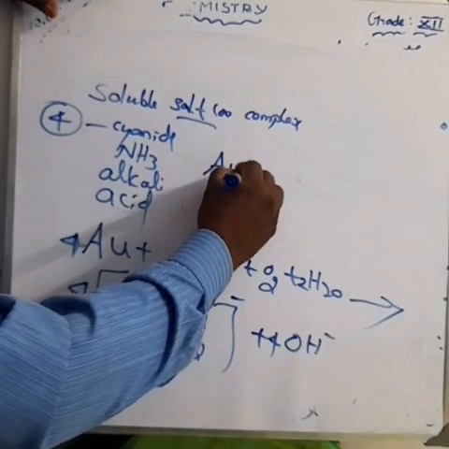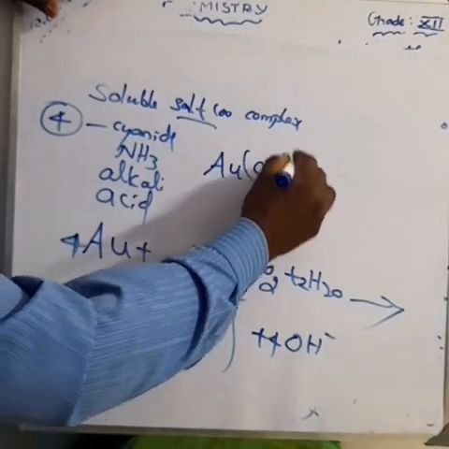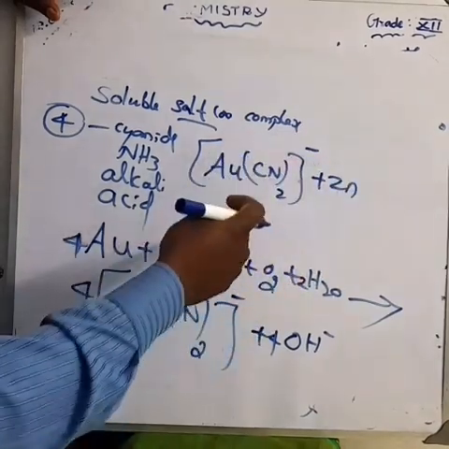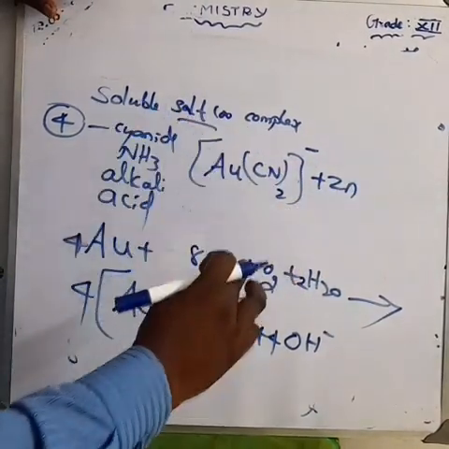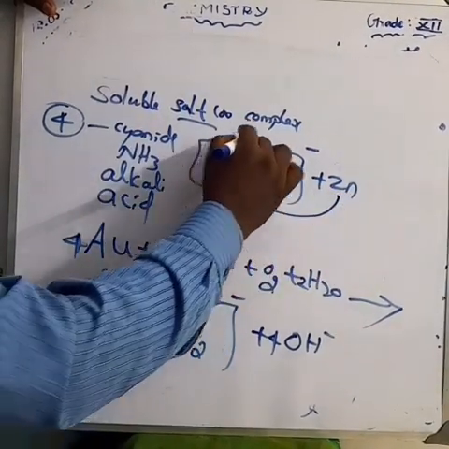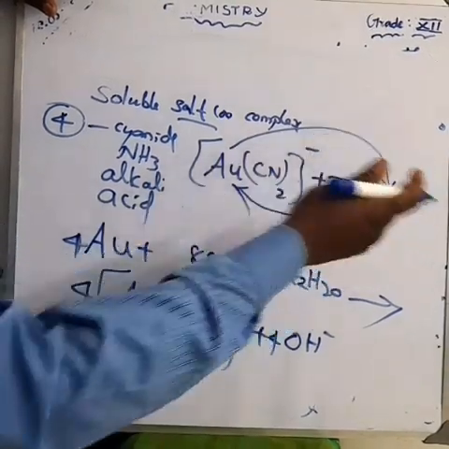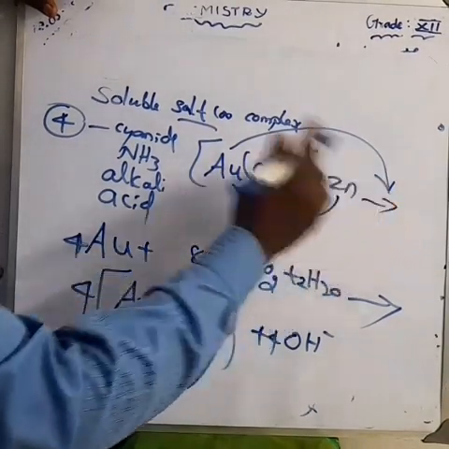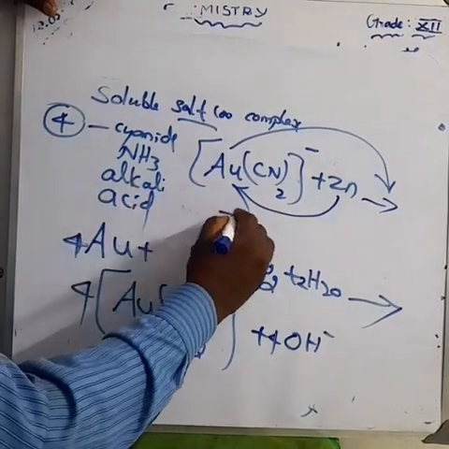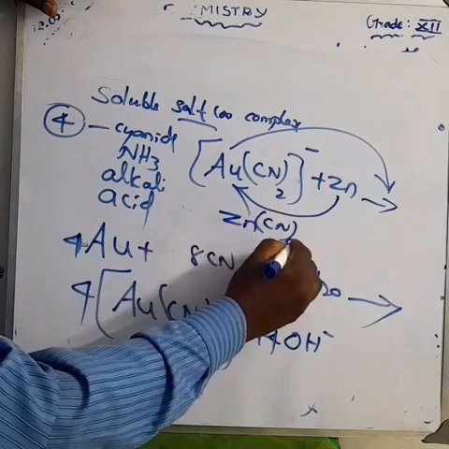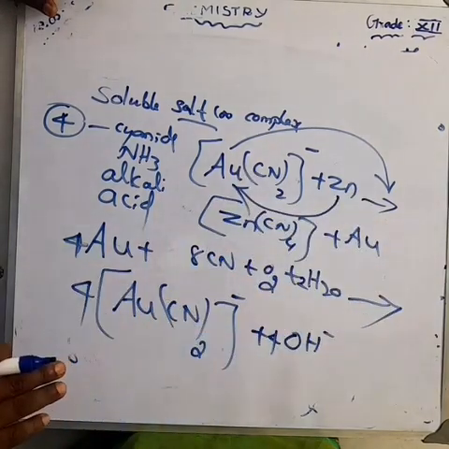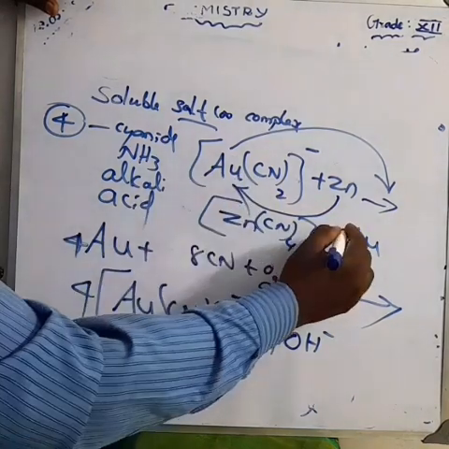From this complex we can recover the gold by reaction with zinc. We are adding zinc metal to the solution. In this process, gold is reduced to its elemental state, and this process is called cementation. Okay, this is one of the important 2 mark questions. This complex plus zinc metal gives gold. Gold is recovered.